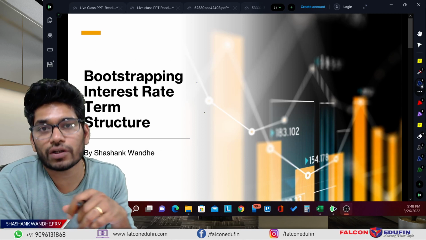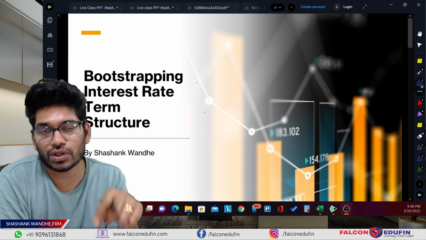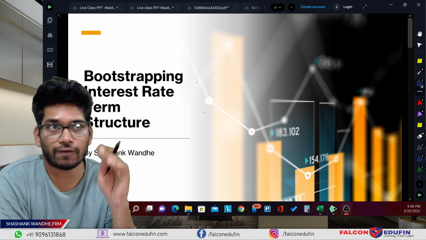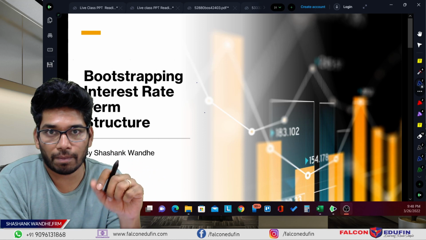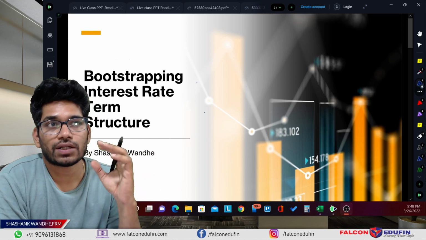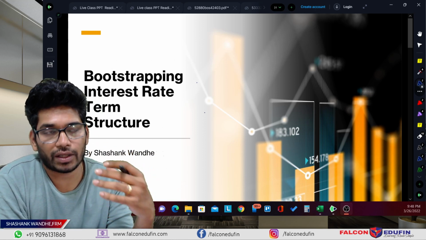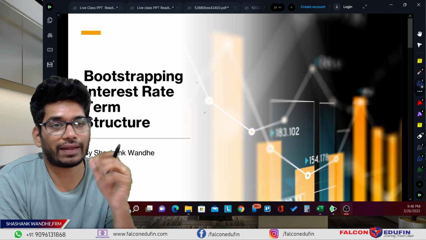Hi friends, in this session we will talk about construction of interest rate term structure using the bootstrapping methodology. For this we will use treasury bonds. This section is very important for FRM Part 1 as well as for the CFA exams. So make sure you understand this concept properly so you can score the question in the exam, right?